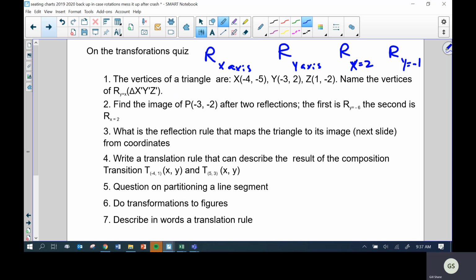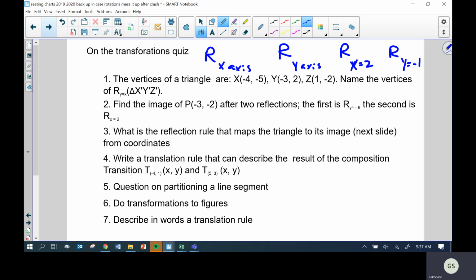Find the image of P, coordinate -3, -2, after two reflections. The first is a reflection over y equals -6. The second is a reflection over x equals 2. So again, this means a reflection over y equals -6 and a reflection over x equals 2.